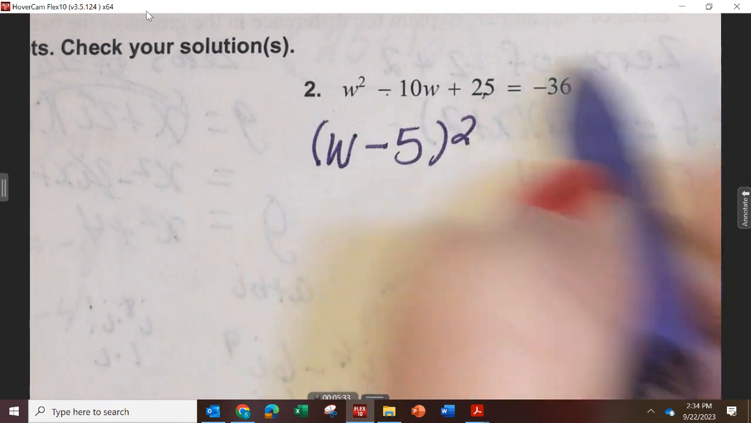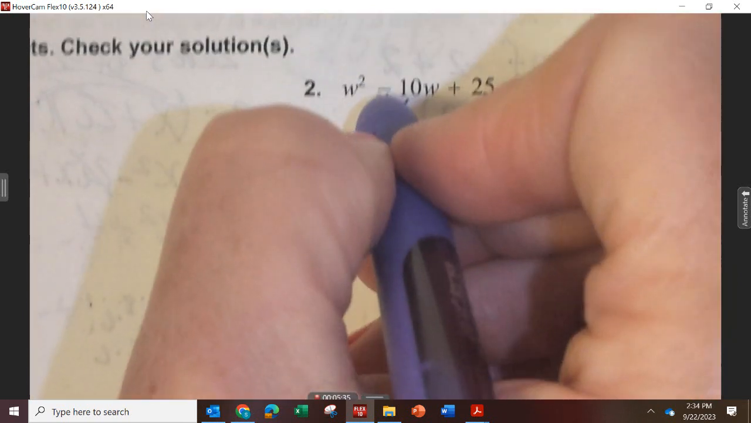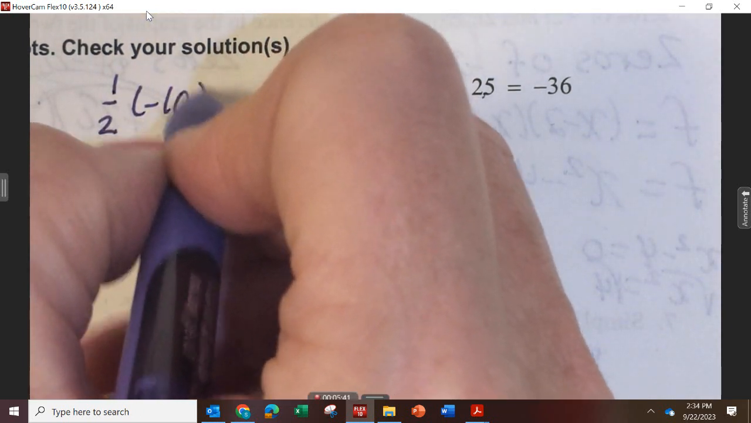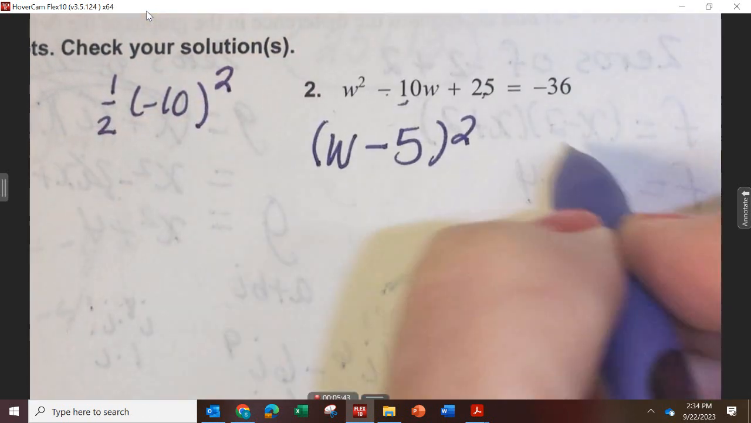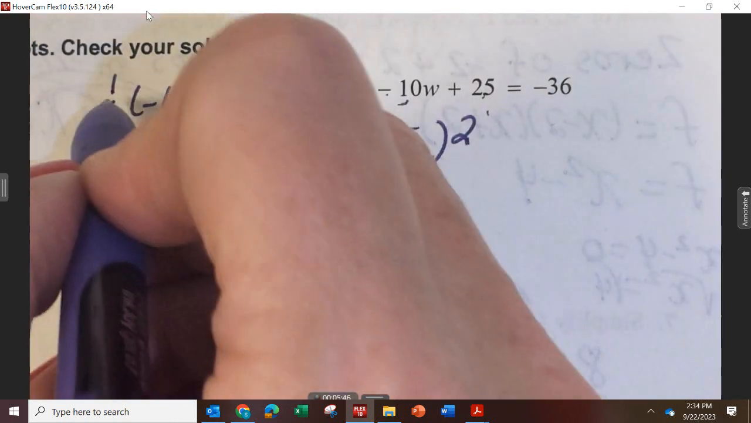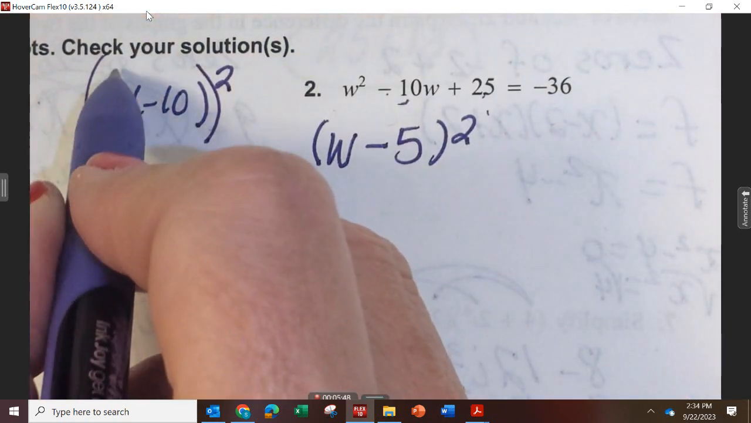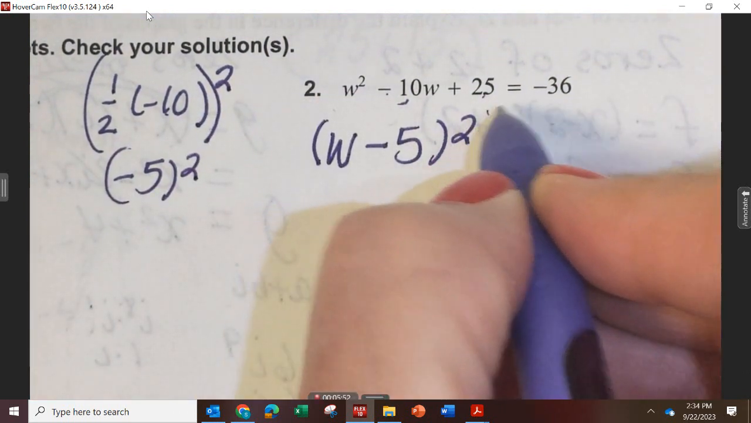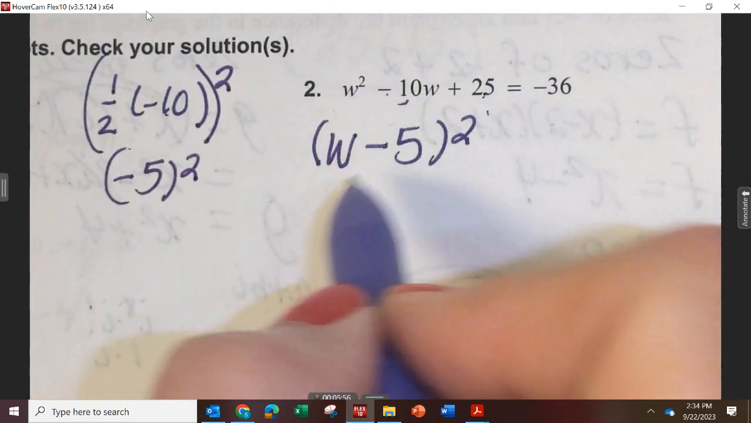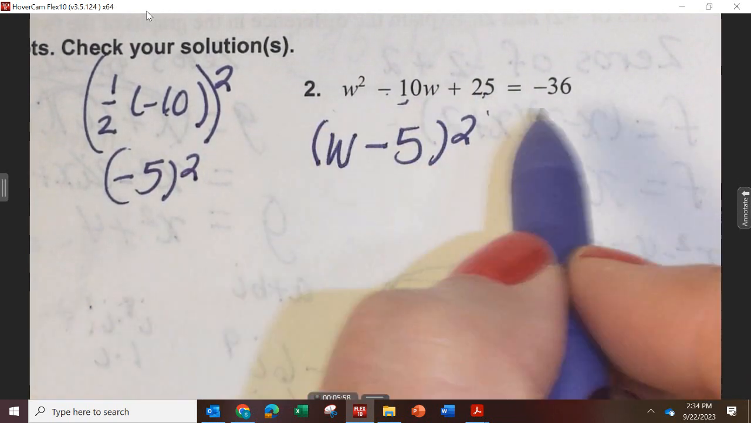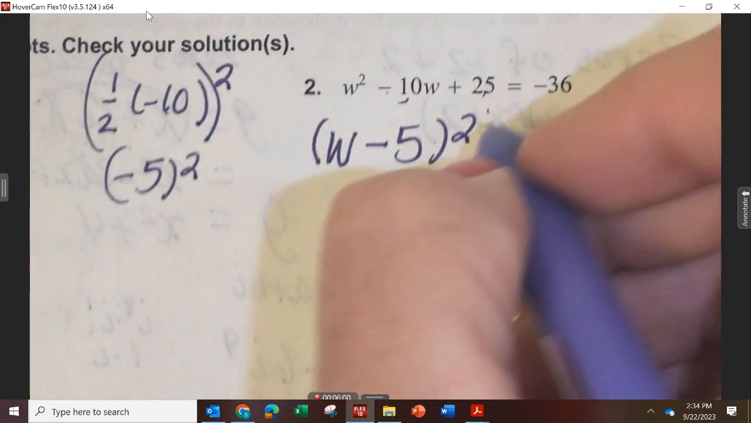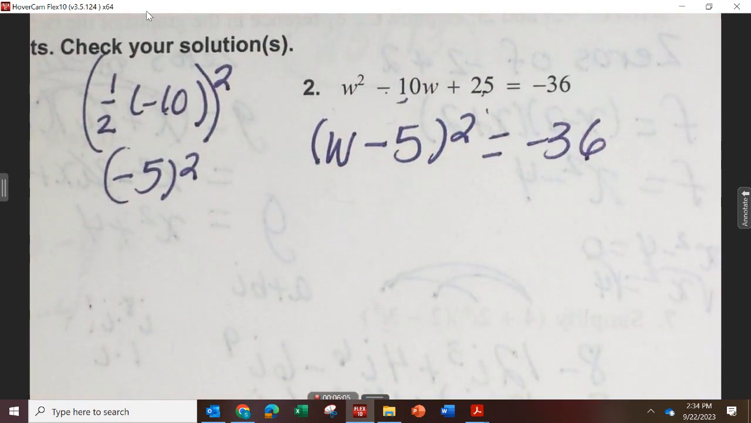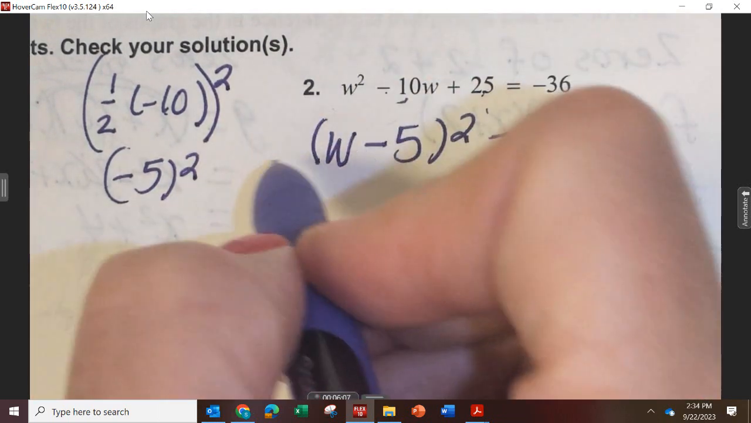(w - 5) squared. To check it, I have to make sure that half of negative 10, squared, is equal to that. I shouldn't write it that way. I should write it like this. So half of negative 10 is negative 5. Squared is positive 25. That's how I know that I can rewrite it. And after a while, you just know that it's going to be the same. So this equals that. Go ahead and try to solve it on your own now. I'll be doing it up here.